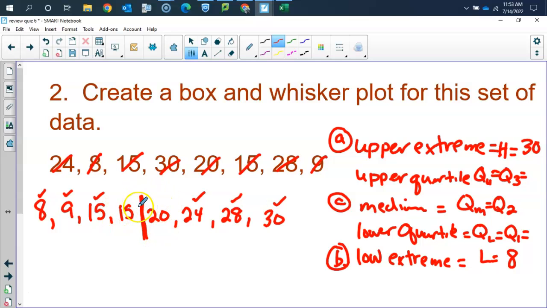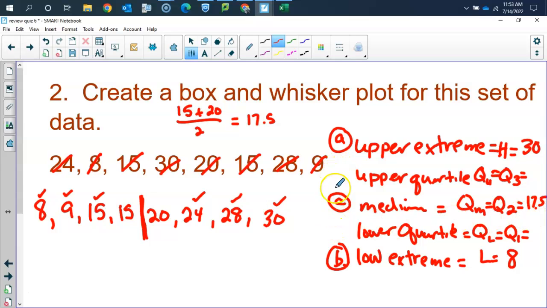So to find my median, I need to do the work up here because I don't have enough room over here. I'm going to do 15 plus 20 divided by 2. Remember, when you have two middle numbers, you add and divide by 2. So it's 17.5. So your second quartile or median is 17.5.